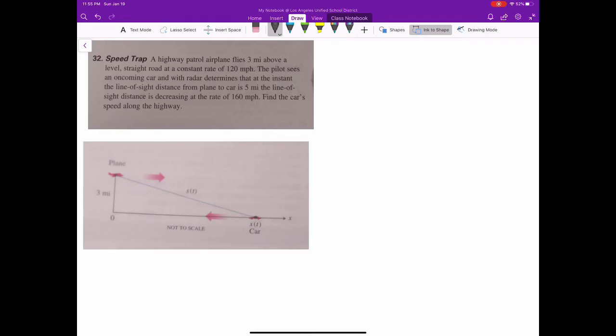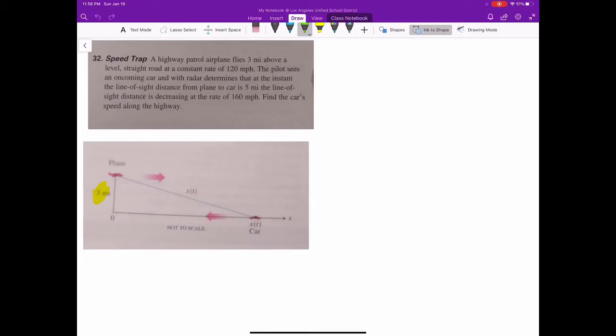Okay, problem number 32. Let's read it. The speed trap. A highway patrol airplane is flying 3 miles above a straight road at a constant rate of 120 miles per hour. So we have 3 miles above, and he's flying in this straight direction. The pilot sees an oncoming car with a radar. Determines that at an instant the line of sight distance from the plane to the car is 5 miles. The line of sight distance is decreasing at a rate of 160 miles per hour. Find the car's speed along the highway.